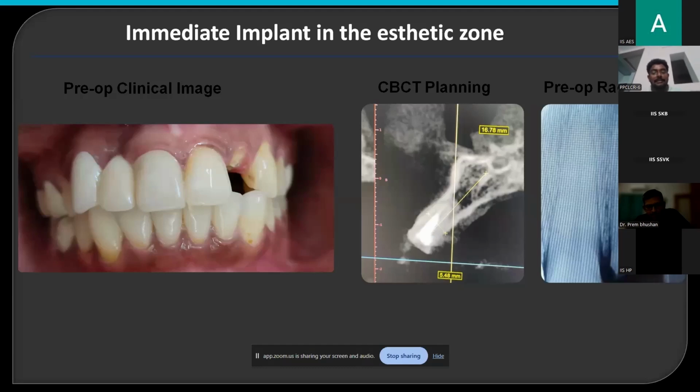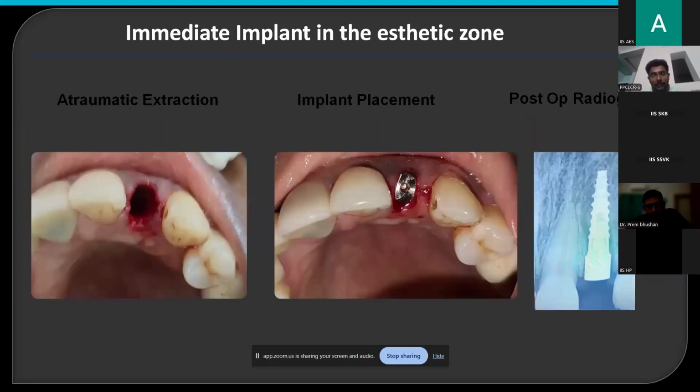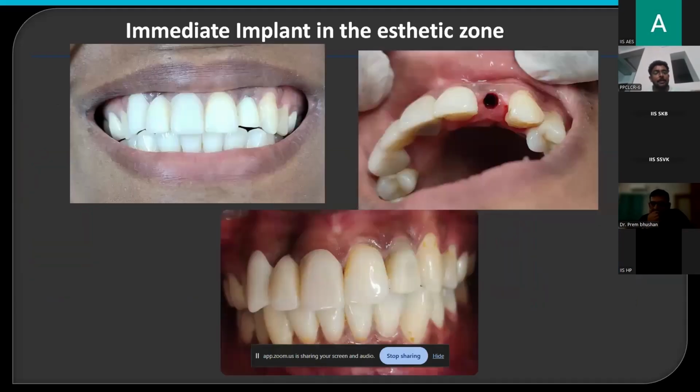So these are a few cases that I want to show in which these principles were followed. This is a case of immediate implant in the aesthetic zone where there was a root stump which was already root canal treated. An atraumatic extraction was done and the implant was placed. On the day of implant placement, a healing abutment was given. After 3 months, when we removed the healing abutment, we saw that we had a round soft tissue cuff that was formed. Till this stage, the patient was managed with a Maryland kind of bridge.